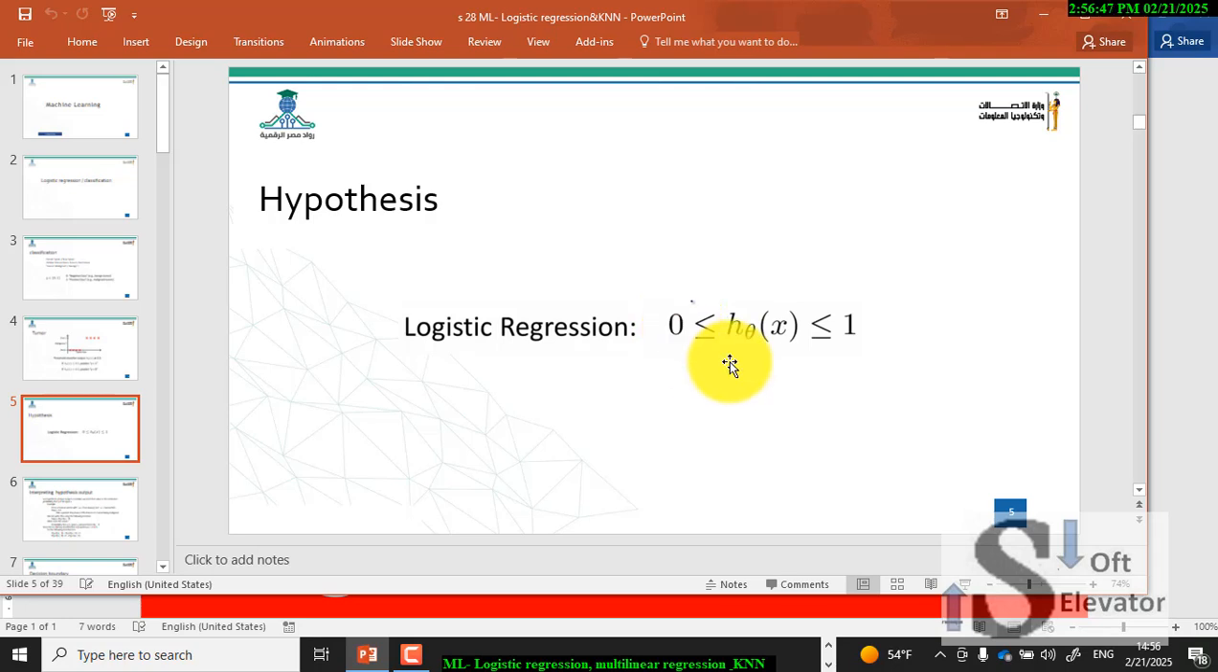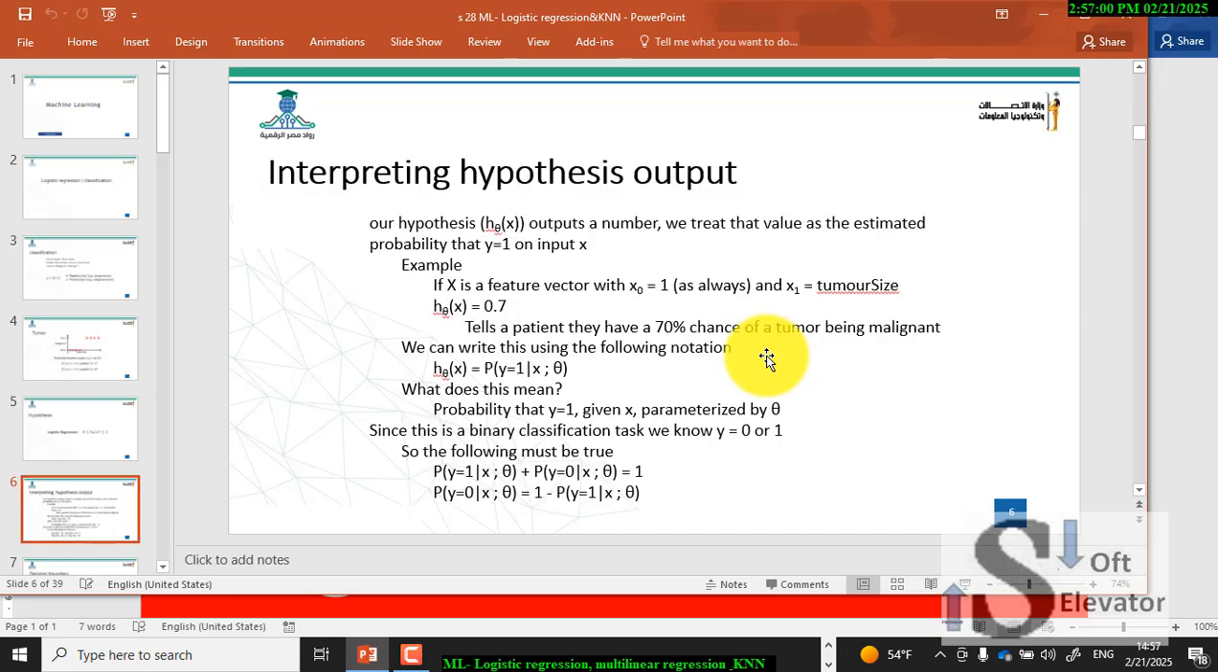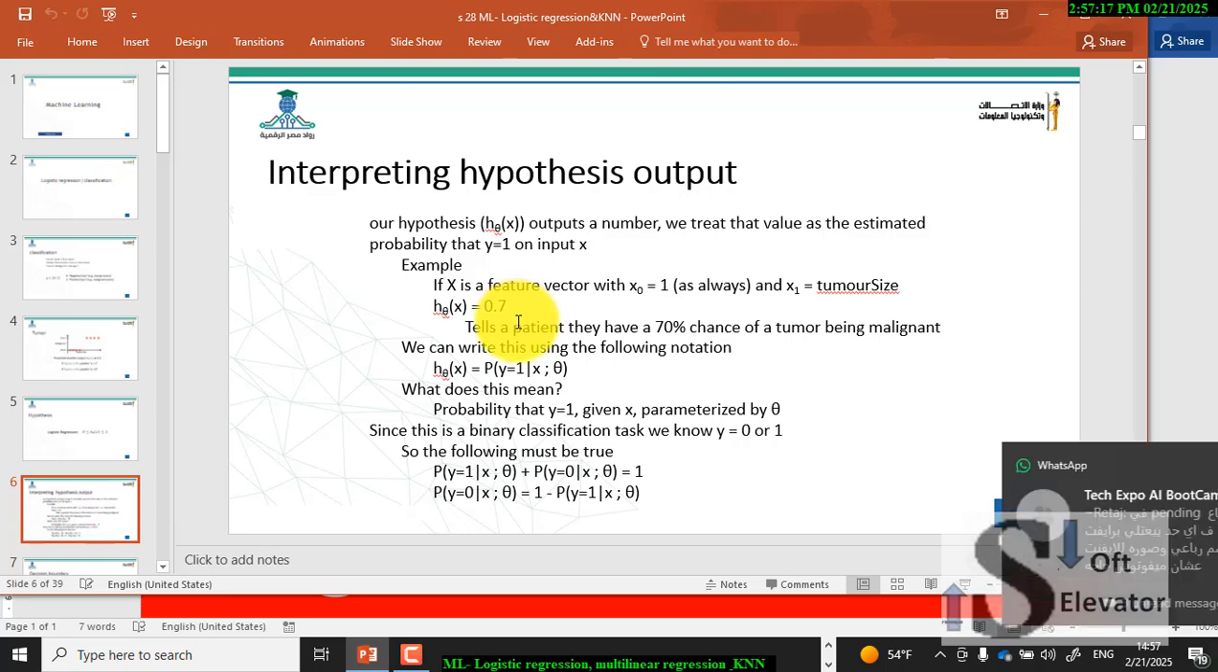This is h theta of x, greater than or equal to 0 and less than or equal to 1. This is the hypothesis of the logistic regression. Interpreting the hypothesis output depends on the threshold. If the threshold is 0.7 or 0.6, this is the purpose of the hypothesis.